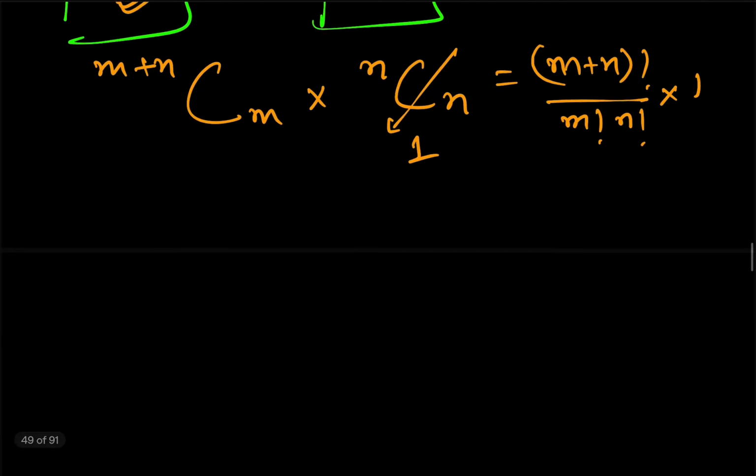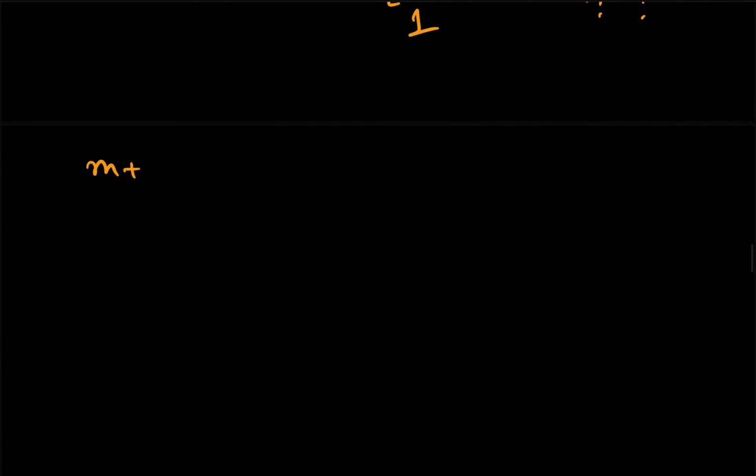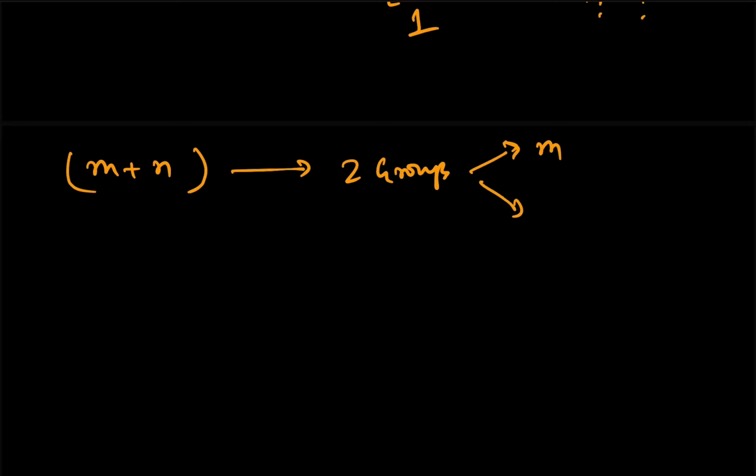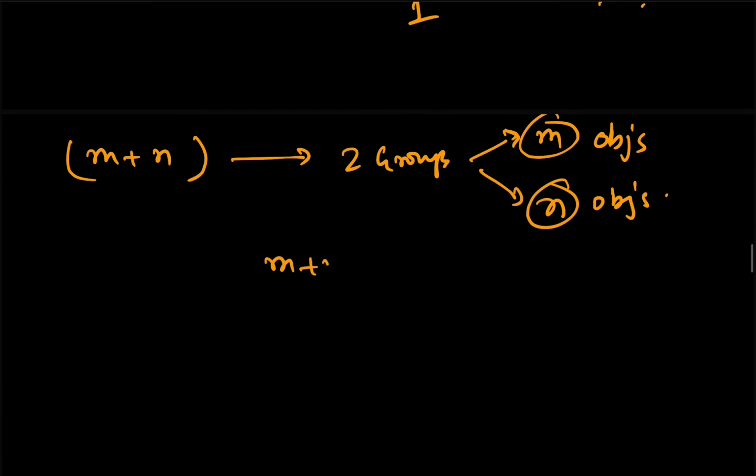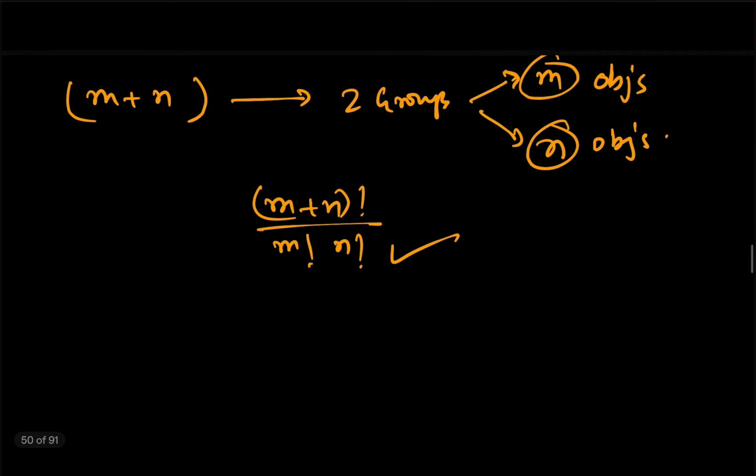So whenever you have m+n objects and you have to group them into two groups such that one has m and the other has n objects, you are having (m+n) factorial by m factorial into n factorial ways. Now let's see one more example.